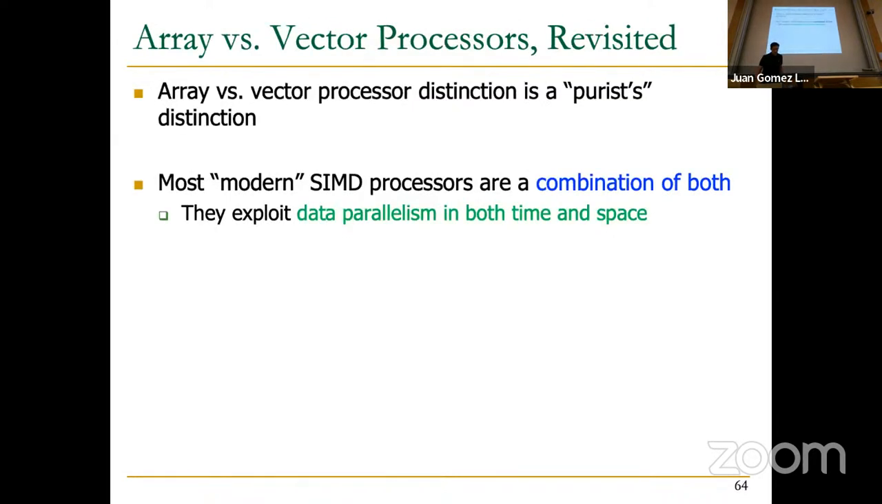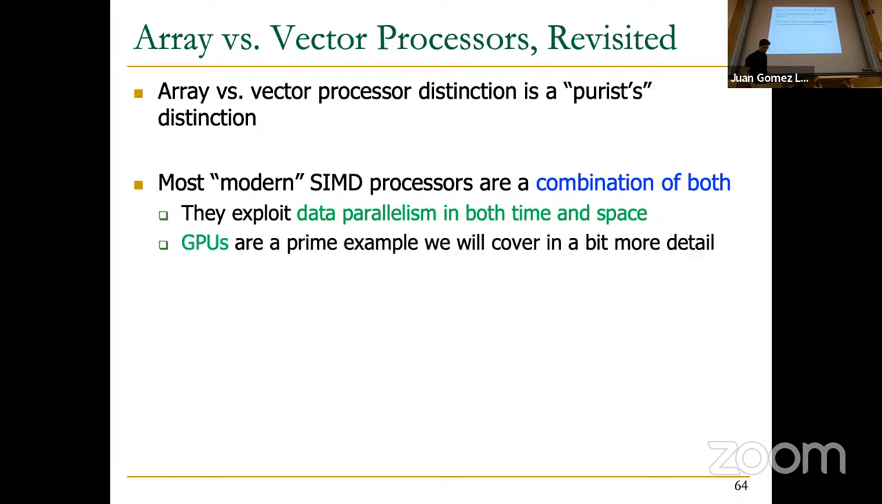Okay, so let's start summarizing more or less today's lecture. We have been talking about SIMD processors. We have seen that there are two different types or classes of SIMD processors, array and vector processors. In reality, there is no processor that is only vector or only array. They are more like a combination of both. And actually, GPUs are a good example of that, and we will see why in tomorrow's lecture.